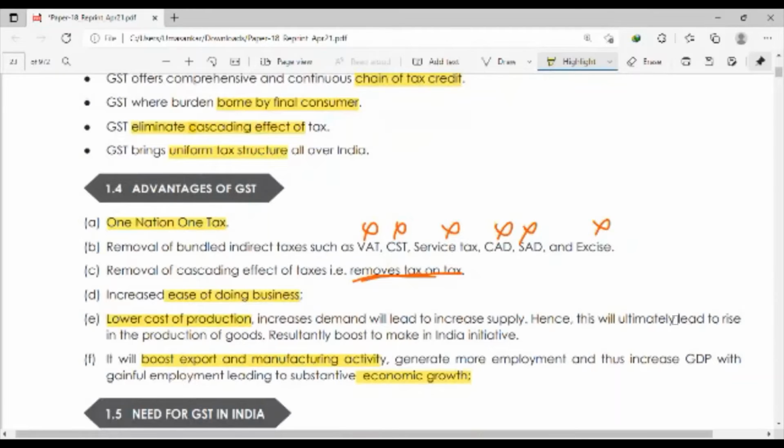Okay. And also, as we have already read, it removes the cascading effect, tax on tax, and it helps the business with ease of doing business. Now, as all the compliance costs were reduced, the cost of production will normally come down, because of which demand will increase. Ultimately, it will raise the production of goods, boost India's initiative, and help to increase the GDP.